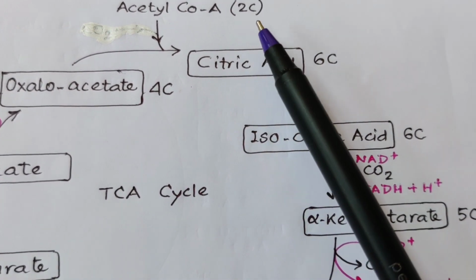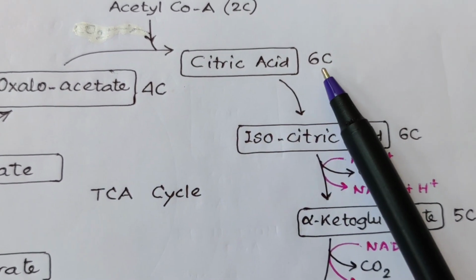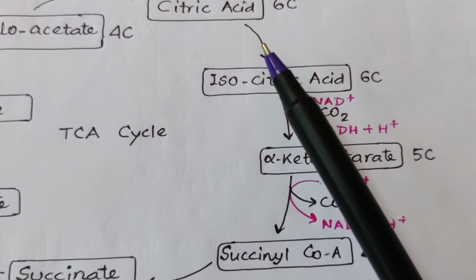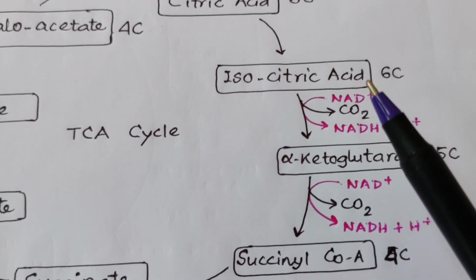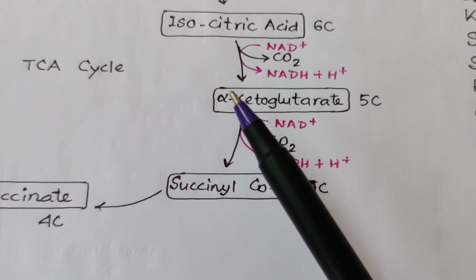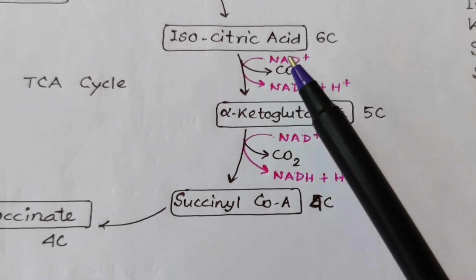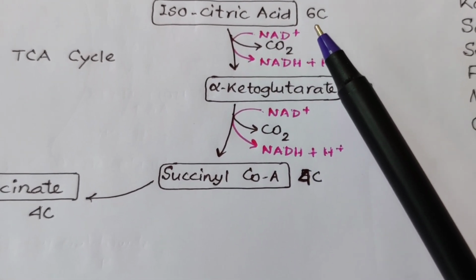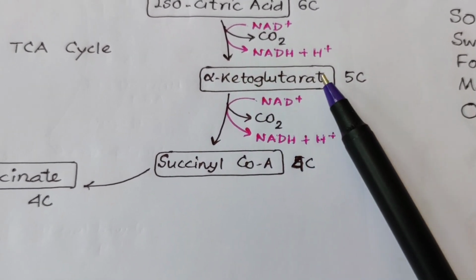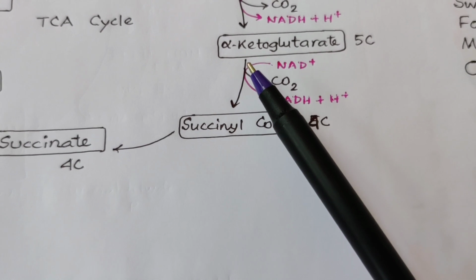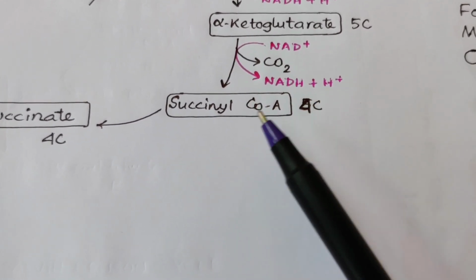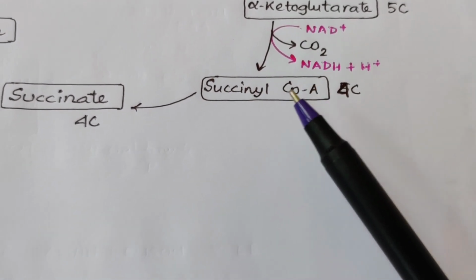So citric acid is formed: 2 carbon plus 4 carbon to give a 6 carbon compound, citric acid. Citric acid gives isocitric acid. From isocitric acid, a dehydrogenation occurs and carbon dioxide goes off. So from a 6 carbon compound it forms a 5 carbon compound, that is alpha ketoglutaric acid. Again it liberates 1 carbon dioxide to give a 4 carbon compound, that is succinyl coenzyme A.